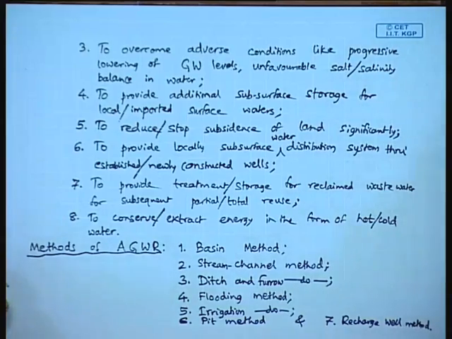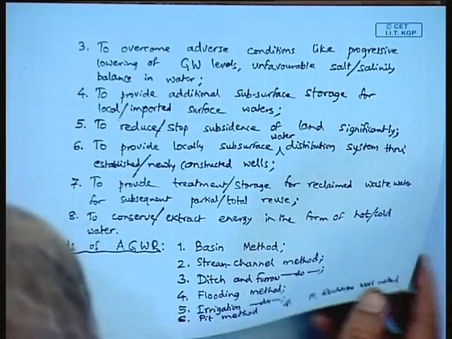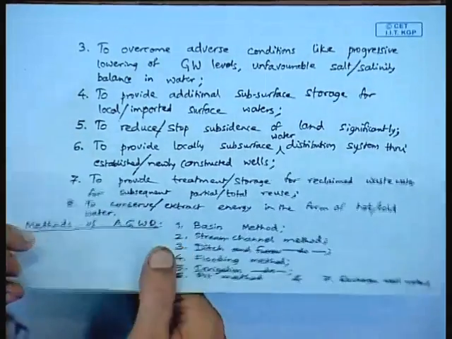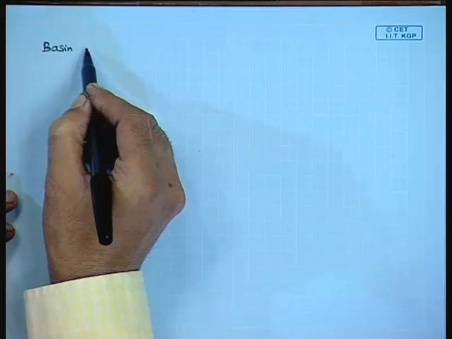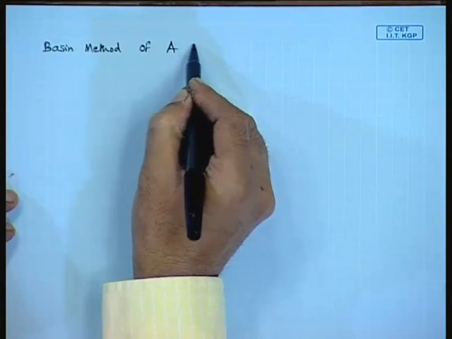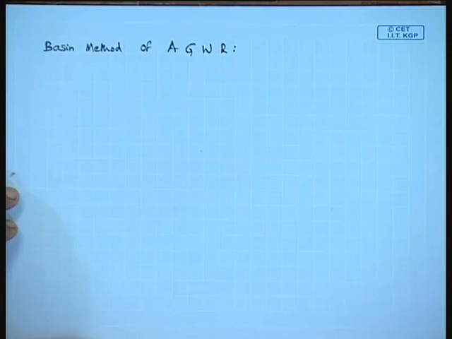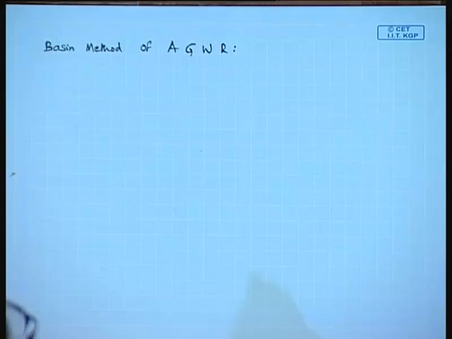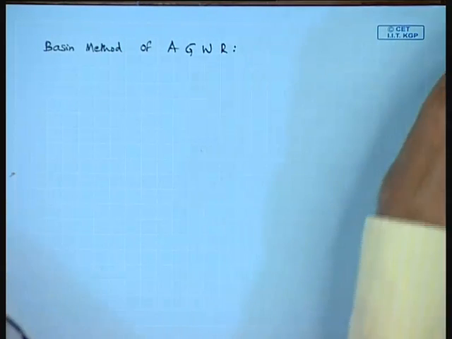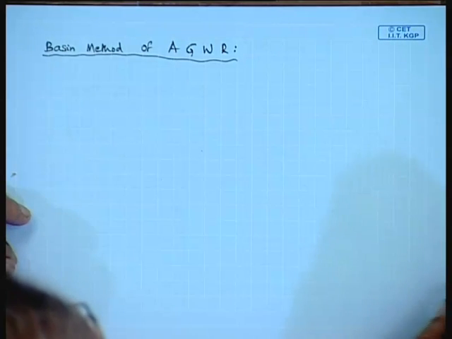Now we will briefly discuss these methods. The titles of these methods of artificial groundwater recharge are self-explanatory. First let us go to the basin method. I am extensively using the abbreviation AGWR, which is artificial groundwater recharge. Here, whenever there is an excess supply of surface water, this surface water is stored in a basin which is in the vicinity of a stream or a water body.